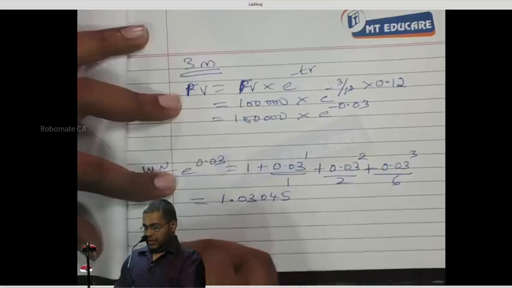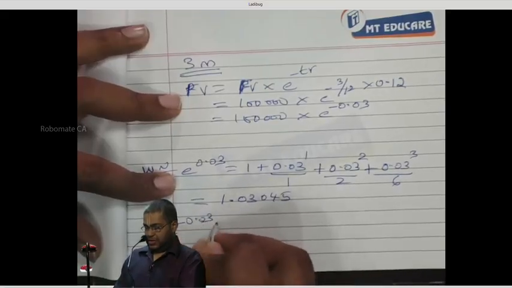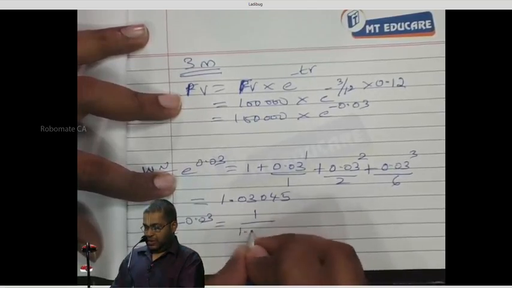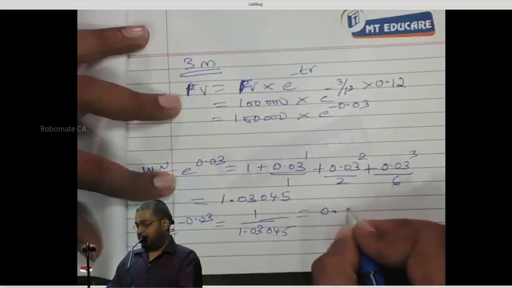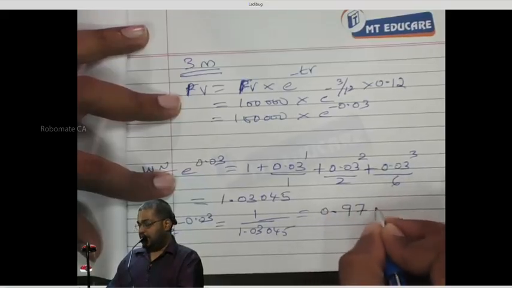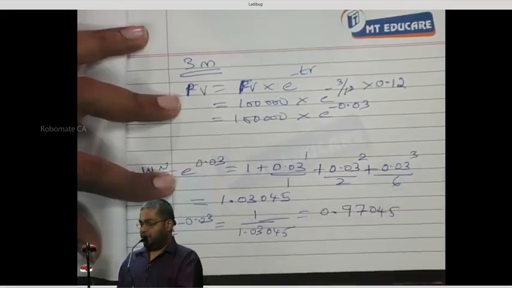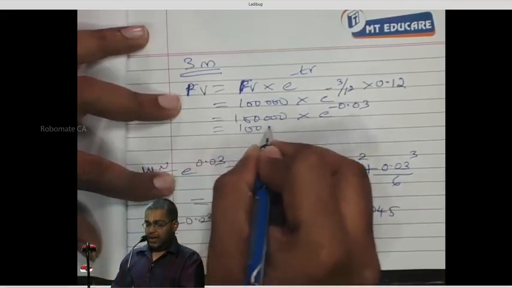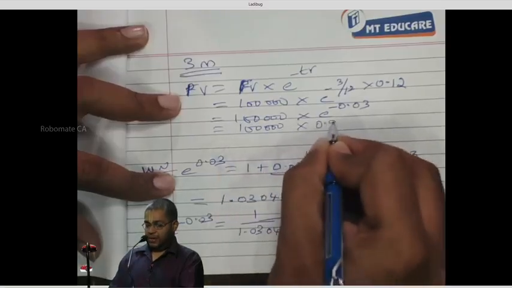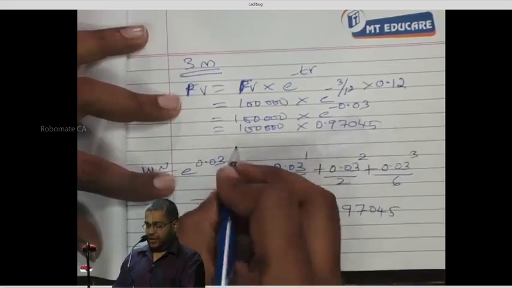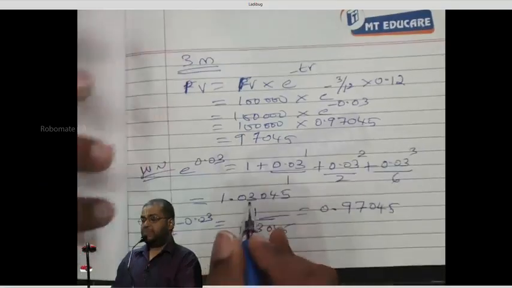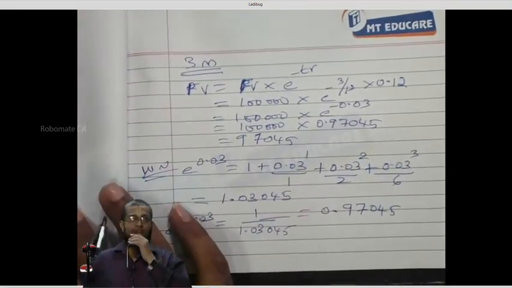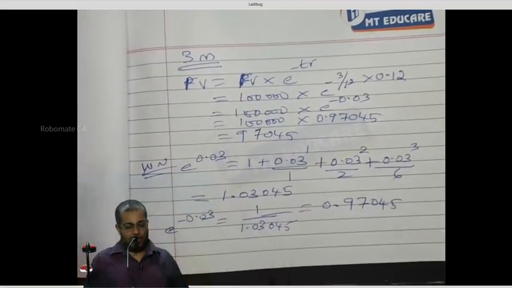Now, e power minus 0.03 is equal to 1 by 1.03045. What is the number here? 0.97045. So 0.97045 into 1 lakh is 97,045. Once again, to confirm our answer, please look at the last page.